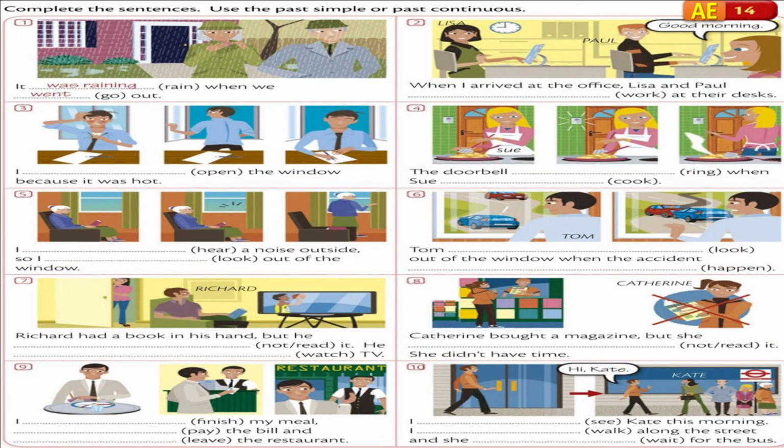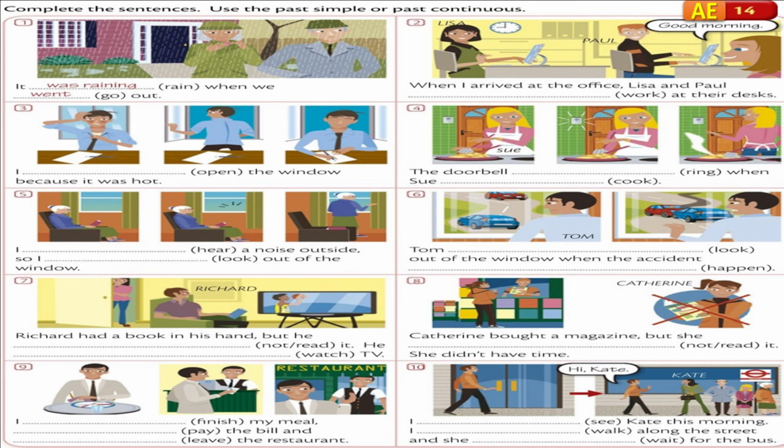Now, additional exercise number 14. Complete the sentences. Use the past simple or past continuous. Number 1. It was raining when we went out. Number 2. When I arrived at the office, Lisa and Paul were working at their desks. Number 3. I opened the window because it was hot.